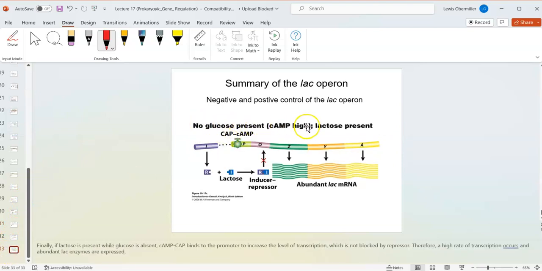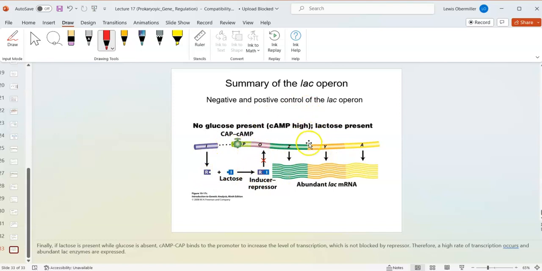And if no glucose is present, that means cyclic AMP levels are high. Then this cAMP is going to recruit the polymerase here, and the gene expression is going to be turned on. So we're going to get a lot of lac mRNA. Remember, the lactose is binding to this, so it's not going to block the operator as well.